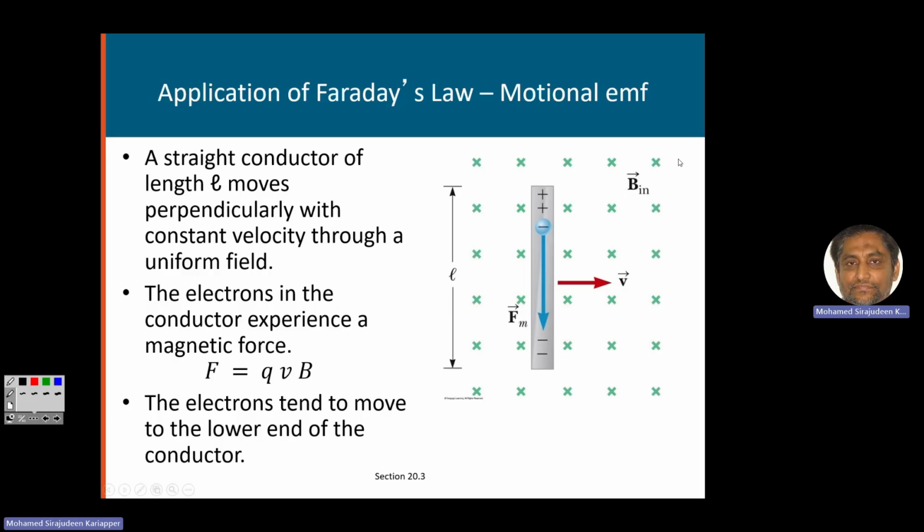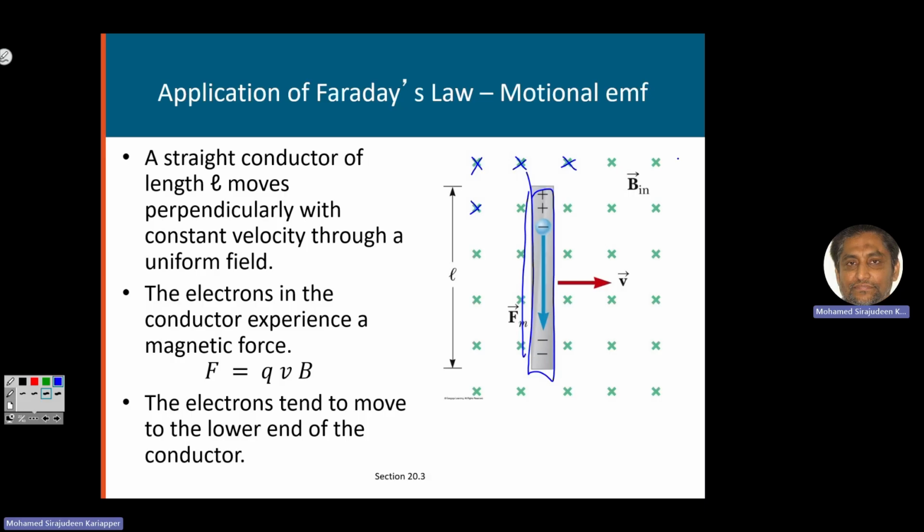Right. Then we have the last topic, section 3 now, motional EMF. What we have here is a straight conductor. It is kept in a magnetic field, and you see again, it's a uniform magnetic field. That means it is everywhere the same value, but it can change with time. When it changes, all of them change together.